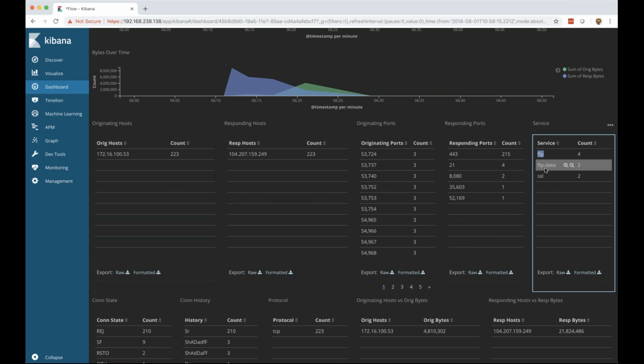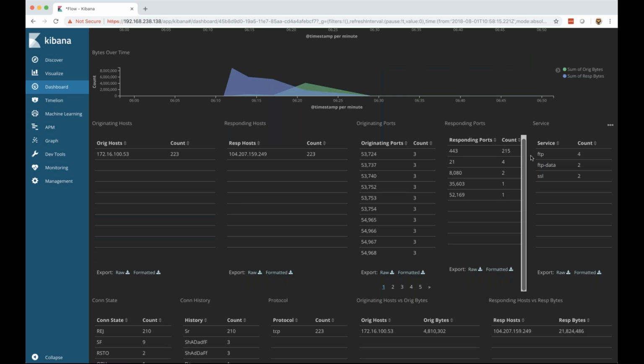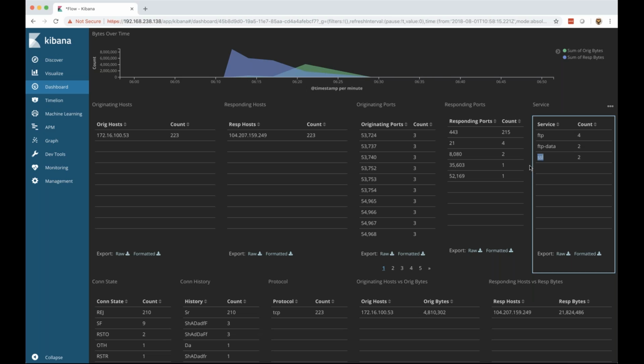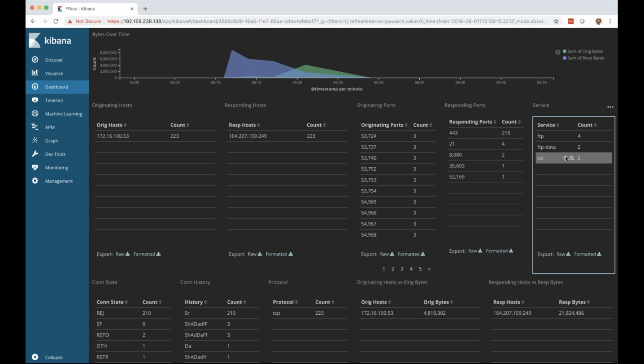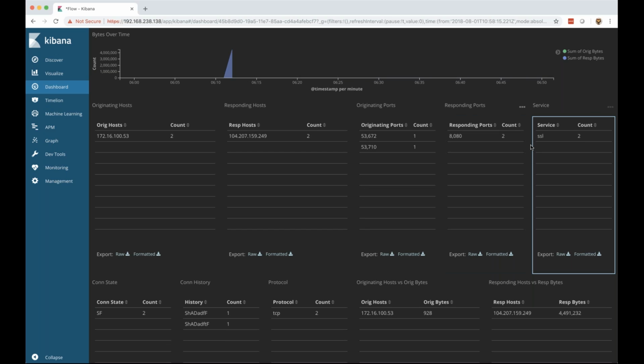I see that Bro's detected some FTP, and not only that, it's detected data being sent over FTP. Some other things that pop out right away, we have SSL traffic and we have 443, but they don't line up at all. If I were to say, hey Bro, what was the SSL over? It's over port 8080.